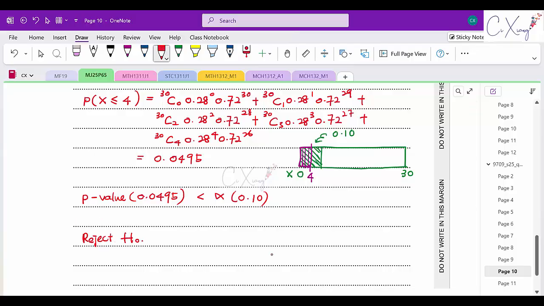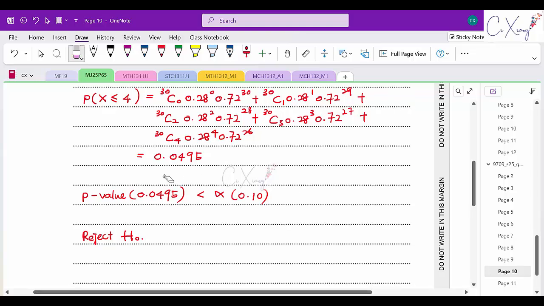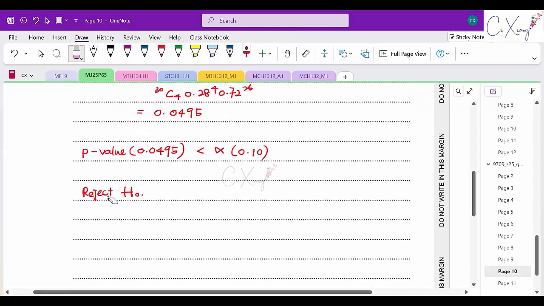Okay, so a reminder, yeah, this graph cannot be shown in the exam because it is not the correct graph. But it is a helpful graph to help you to visualize what do you have here. Okay, right. So this is reject null hypothesis.